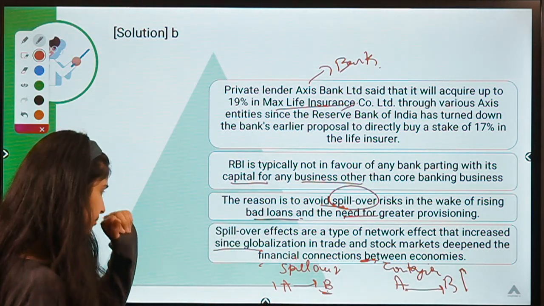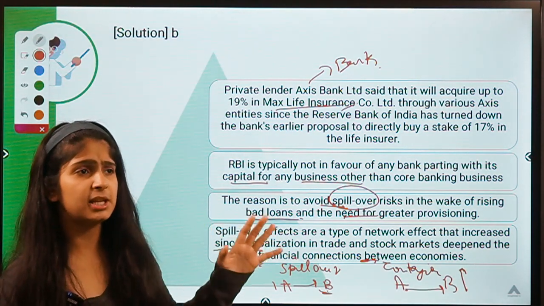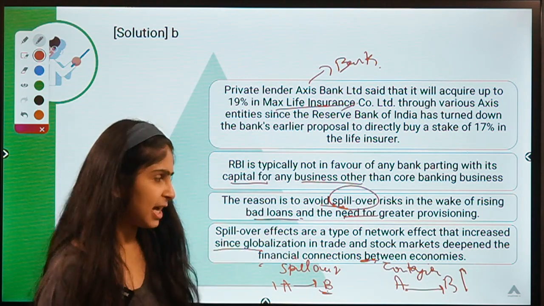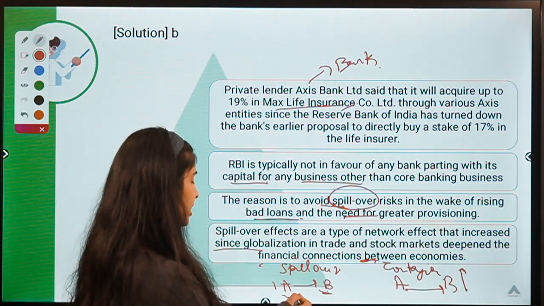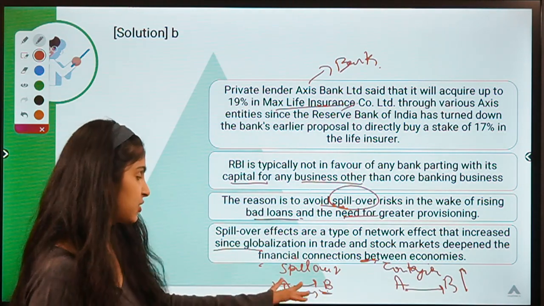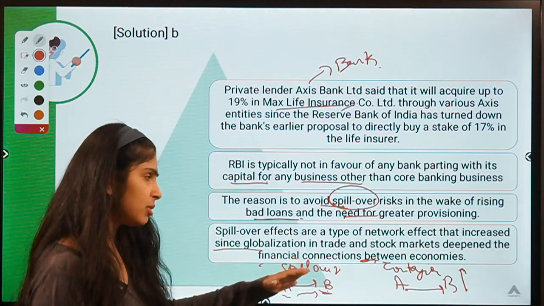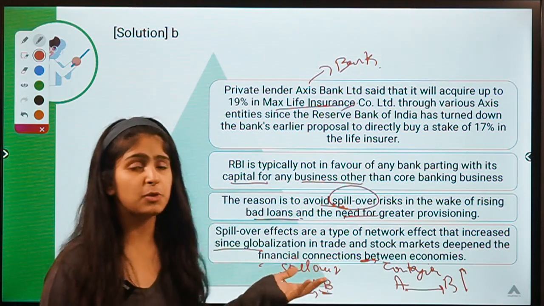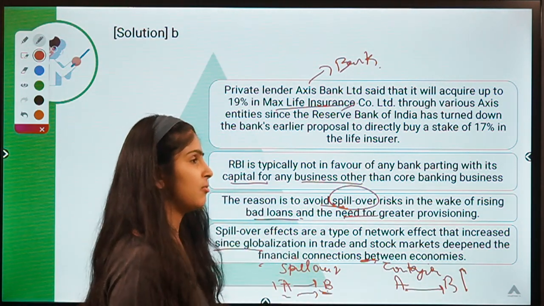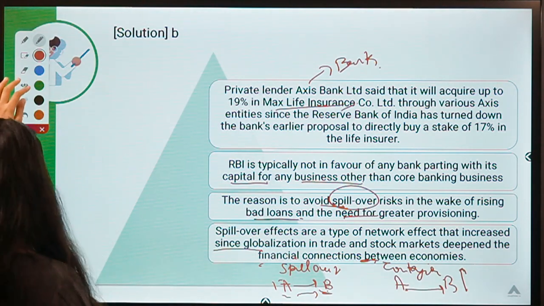One more thing, spillover does not necessarily refer to a bad impact. It can be possible that some good thing has happened in industry B and it has benefited industry A, or it has benefited industry B as well. Although usually it is used in a negative context, it can refer to a positive spillover effect also, right? Where one industry benefits some other industry.